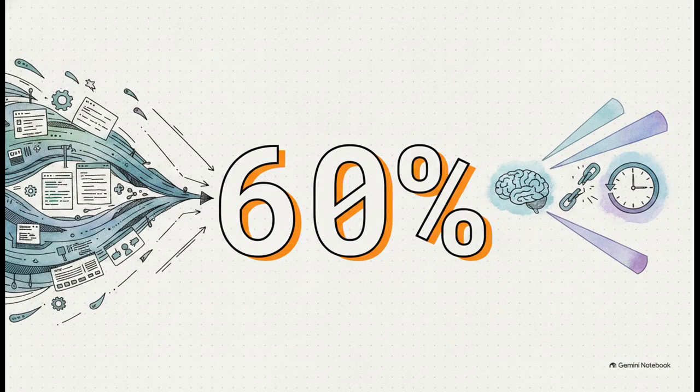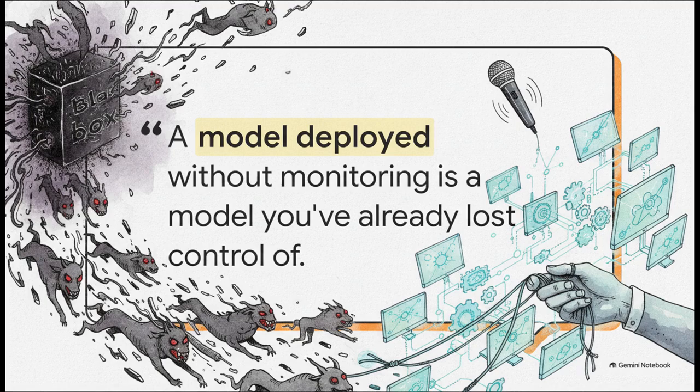And what about 60%? The tutorial highlights that if you deploy natural language processing models to parse through millions of lines of system logs, they can identify root causes so fast that it reduces your mean time to resolution by up to 60%. That is a massive, game-changing operational victory. But of course, all this power comes with a pretty serious warning. I want to leave you with this mic drop quote straight from the Virtualization Options LLC tutorial. A model deployed without monitoring is a model you've already lost control of.